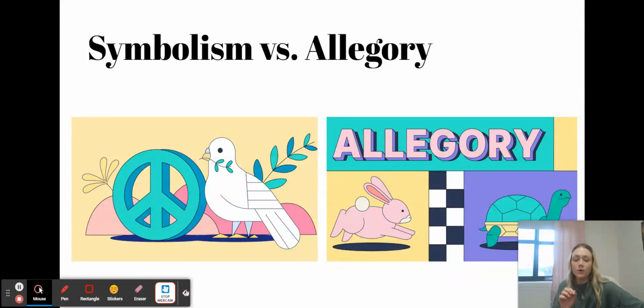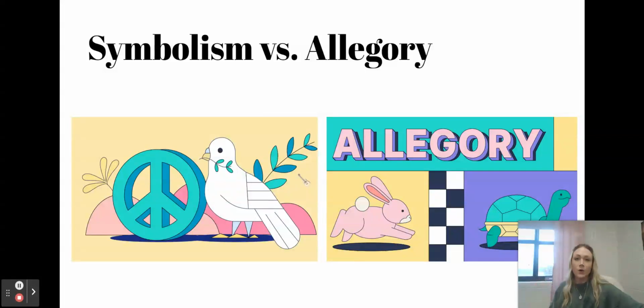Okay, so we are going to look deeper into allegory and what allegory is compared to symbolism, because you're already familiar with what symbolism is. We talked a lot about this last year and a little bit this year. So we're going to look at the differences, because they can be confusing and get similar in some ways.